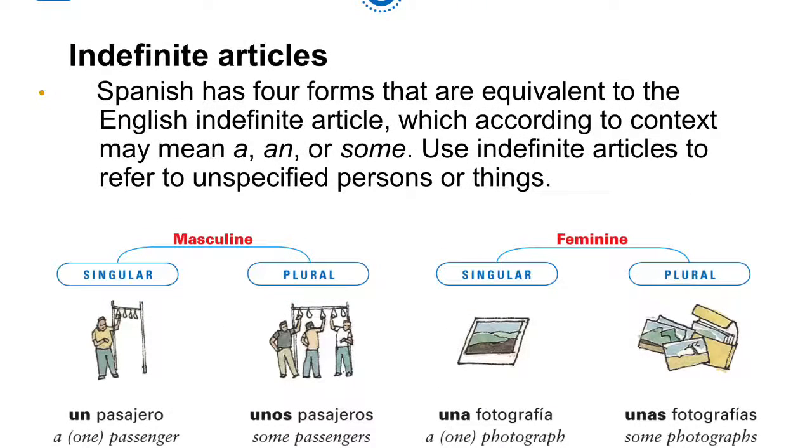Okay, then our indefinite articles, which are a, an, and some, also are used to refer to unspecified persons or things. So we have un, which is singular and masculine. Then we have unos, which is plural and masculine. Finally, we have una, which is singular, and unas, which is plural and feminine. Okay? So these aren't too difficult, right?